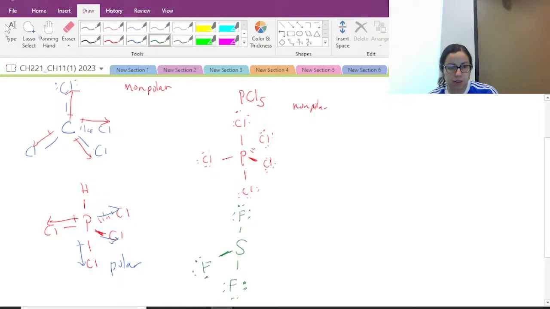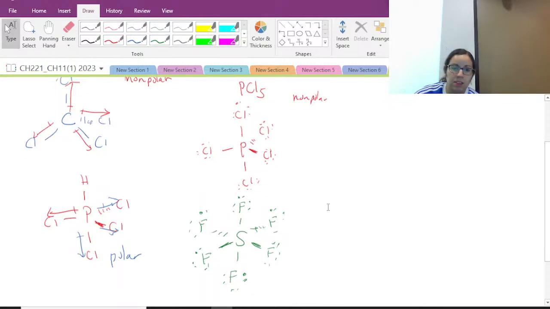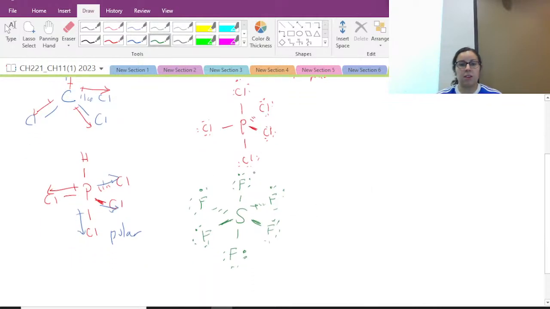What's your question? And it only has to be polar on one axis. It doesn't have to be polar on all axes. Right, you're just trying to break the symmetry, essentially. So anytime the symmetry is broken, then that tells us it's probably going to be polar.